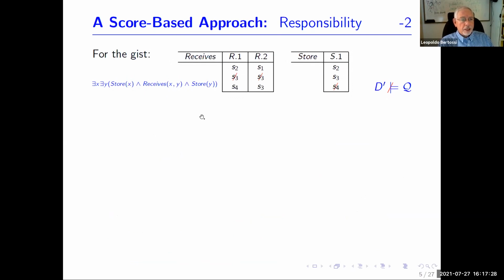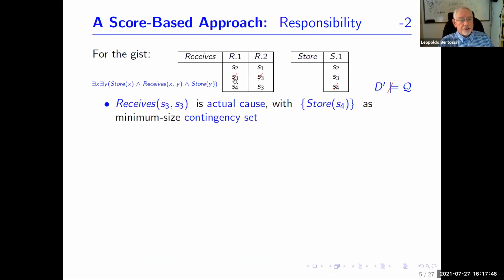So for the gist, in relation to responsibility, here we have the original table, and this is the same query we had before. But if we delete these two tuples, the one over here and the one over here, then the query is no longer true in the database D prime that we obtain through those deletions.